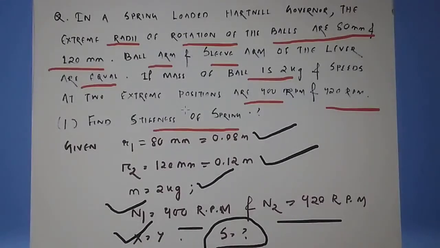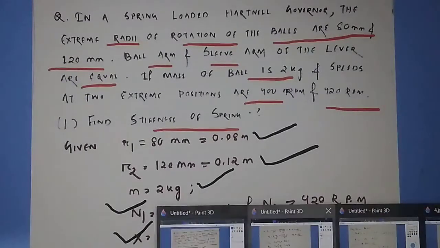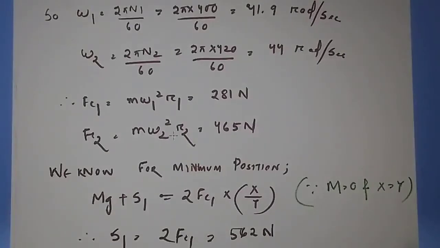In order to find the stiffness value, we have to find the spring reactions first, as we have discussed in the previous lectures. For the determination of the spring force, we have to determine the centrifugal force value. So the first step is the determination of centrifugal force. For that, omega 1 is the unknown, m is given, the mass of the fly ball, and r1 is given, 0.08 meter. So omega 1 is 2 pi N1 by 60.